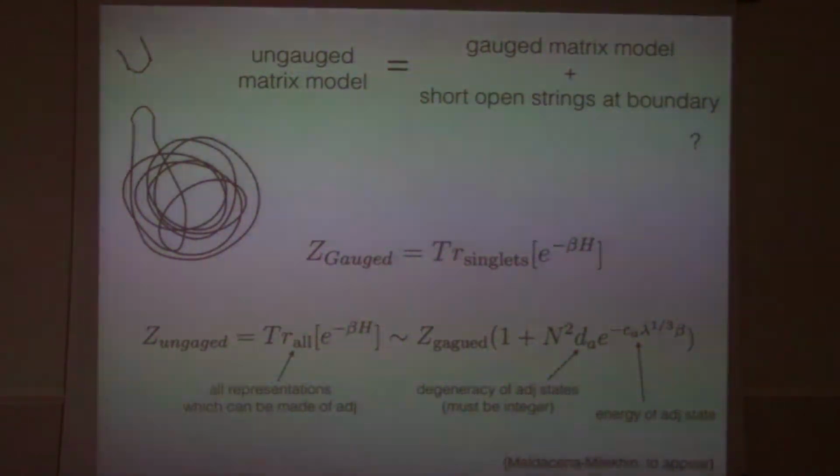So the gauged one matrix model is equivalent to N free fermions. That's right. So the energy and the entropy and the free energy are of order N, whereas the ungauged one matrix model is supposed to be like a black hole with an energy of order N squared. So it's an entirely different large N limit.